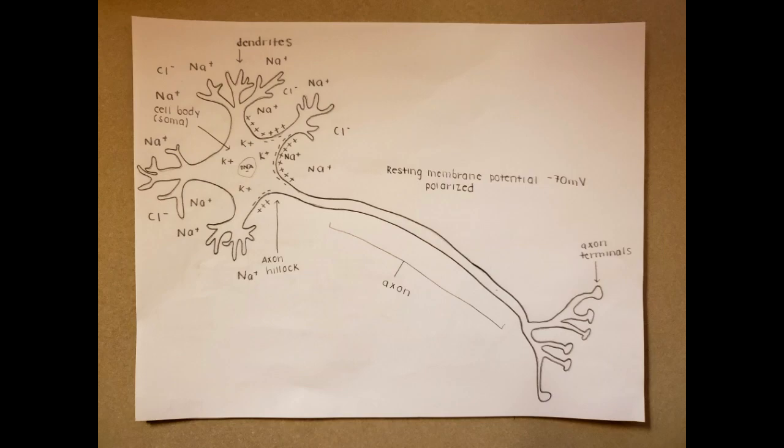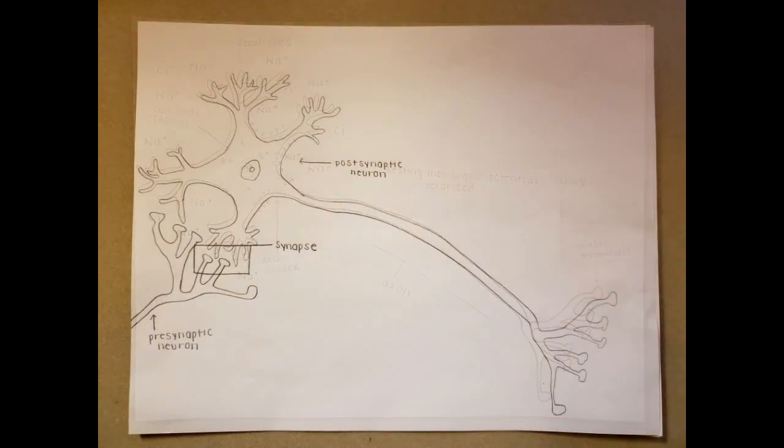Outside of the nucleus, potassium is freely floating within the cell. The net charge of the neuron is slightly negative. Surrounding the neuron is extracellular ions, including sodium and chloride. The net charge of the extracellular space is slightly positive. The resting membrane potential of a neuron is negative 70 millivolts.